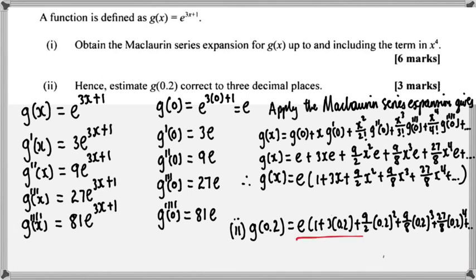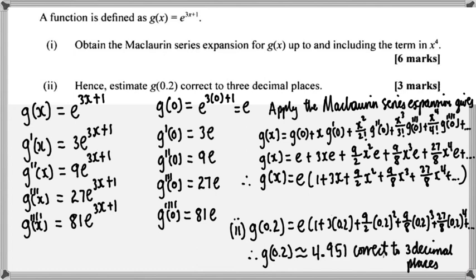And then you just plug everything into your calculator. And everything should just boil down to 4.951 correct to 3 decimal places. Remember, that's what the question asked for. The estimate. And I like to put a squiggly line because it is an estimate, it's not the exact value. And that's it there. So these two things are our solutions for part 1 and part 2 of this question.